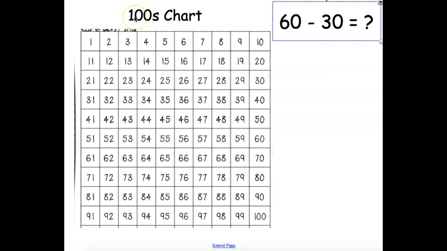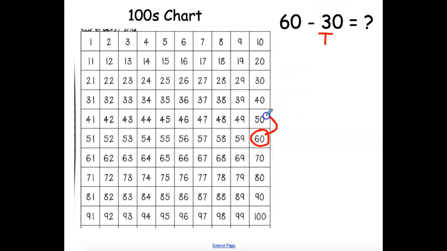Strategy number 2 is using the hundreds chart. If you have a hundreds chart on you, what you can do is start at the big whole number. So we're going to start at 60, and we're going to take 3 jumps backwards. That's because each jump is a group of 10, remember? So 30 is 3 groups of 10.